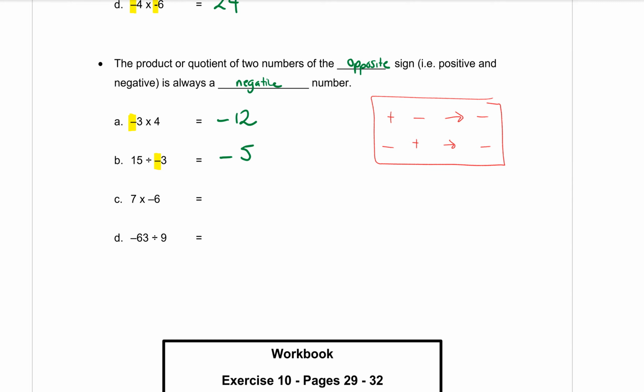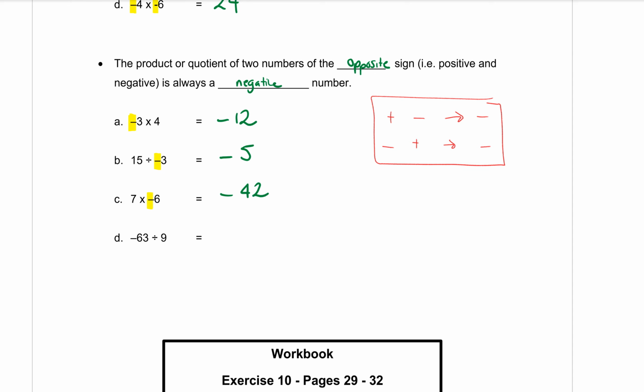Okay? Part C, looking at the minus signs. The 7 is positive, the 6 has a minus. So we have a plus and a minus again. So my answer is going to be negative. Okay, so negative, I put that in there. I'm timesing again, so I'm back to a multiplication sign. So now I times the numbers. 7 times 6 is 42.